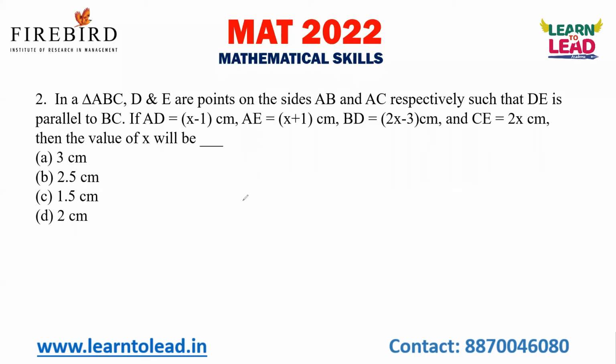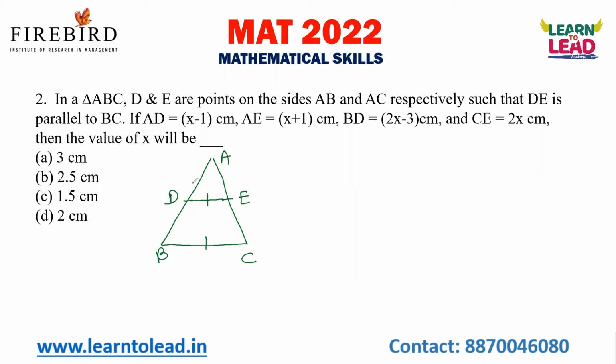In a triangle ABC, D and E are points on AB and AC. Let us consider a triangle ABC. And D and E are points on AB. See, on AB a point D is there, and on AC a point E is there. Just draw a line parallel to BC. In the next line itself, they have given DE is parallel to BC. So DE and BC are parallel.